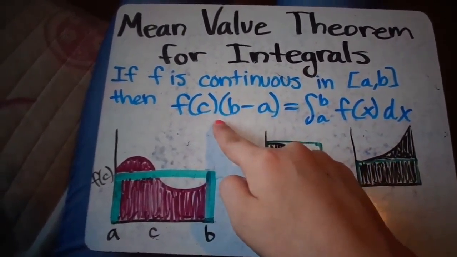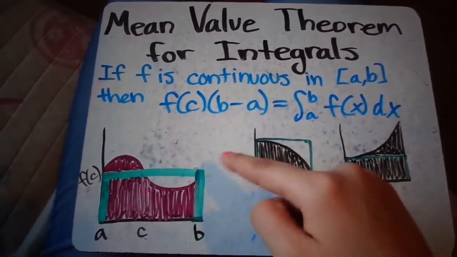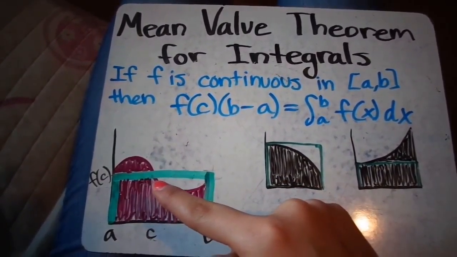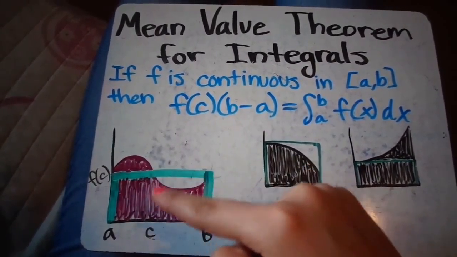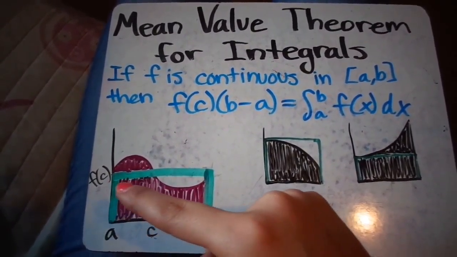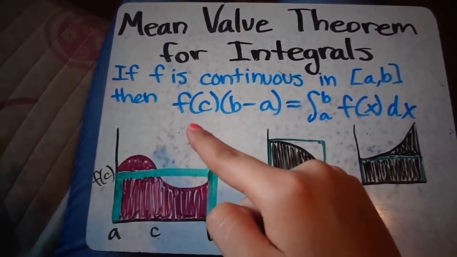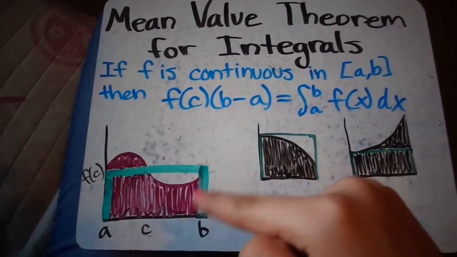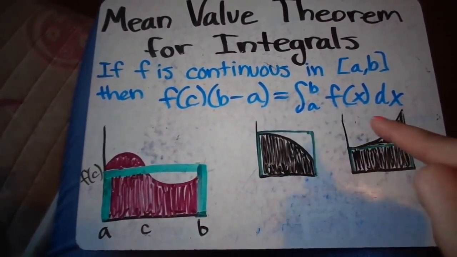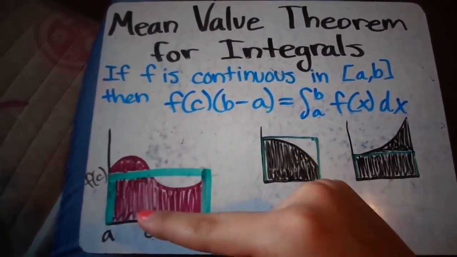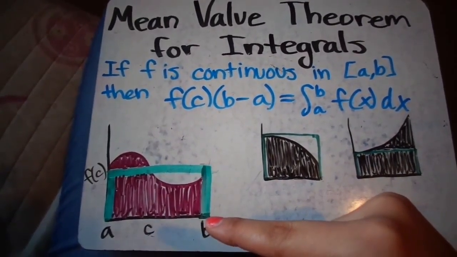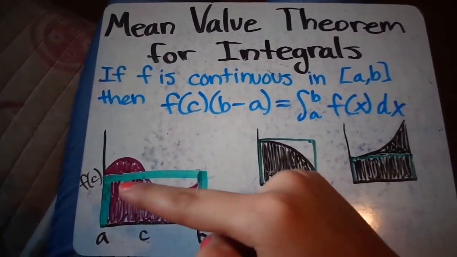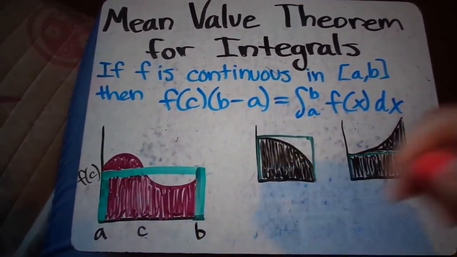This side represents the area of the rectangle. The point where the rectangle and the function intersect is the c, and that height is f of c. f of c is the height of the rectangle, times b minus a, which is the width, gives you the area of the rectangle. This side, the integral, represents the area from the function to the x-axis. The f of c is also known as the average value of that function.